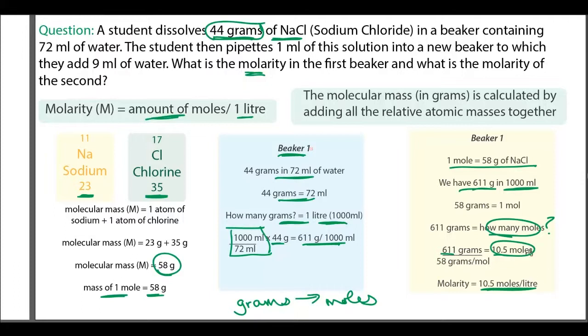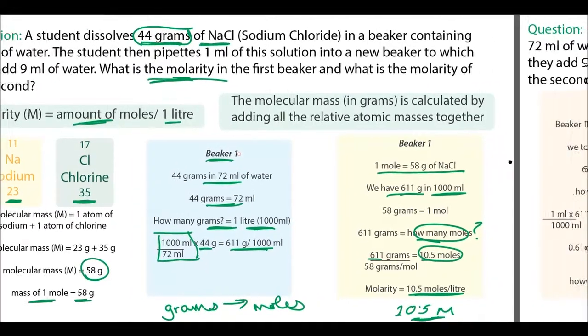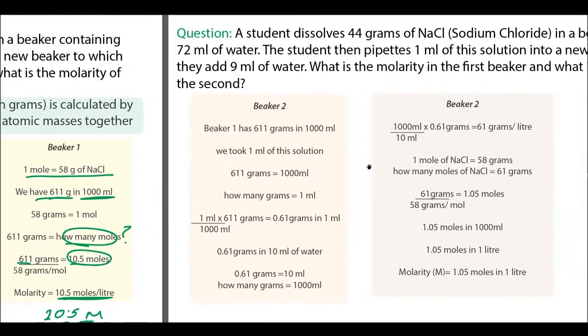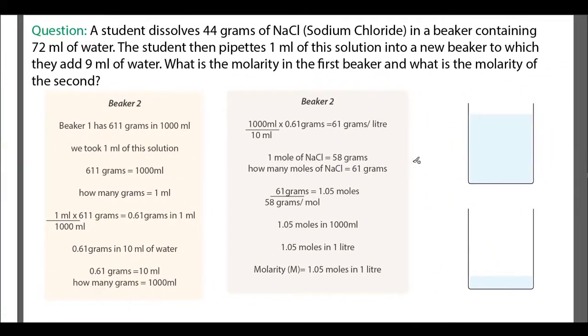So the molarity of the first beaker is 10.5 molar. So now what we need to do is progress on to beaker number 2. We know beaker number 1 has 611 grams in 1000 milliliters. Now we took 1 milliliter of this solution out of beaker number 1 to add to beaker number 2.